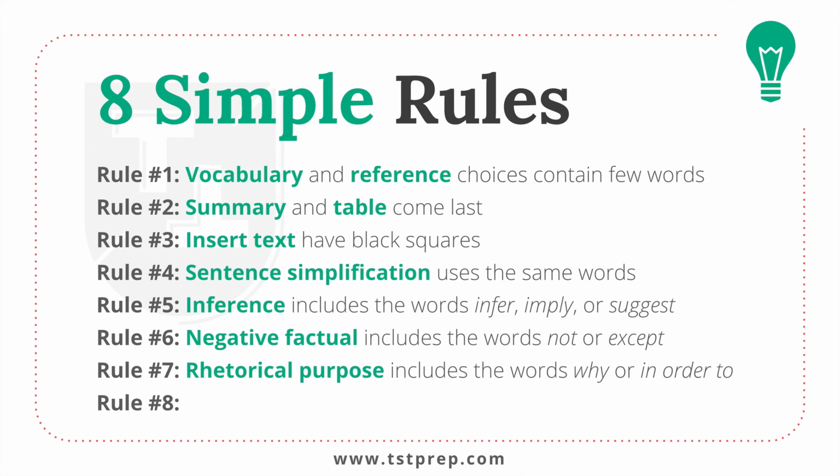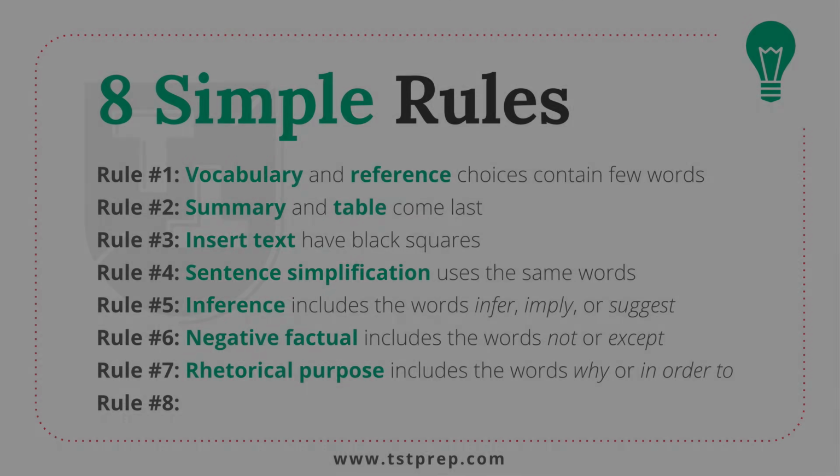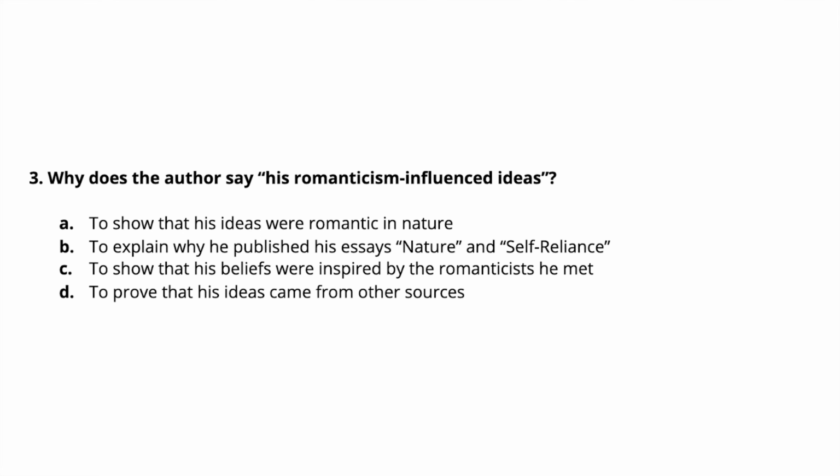The 7th simple rule is that rhetorical purpose includes the words why or in order to. These are also called author's purpose questions. This is why the author wrote or said something. Here's an example. Why does the author say his romanticism influenced ideas? So why does the author say that?